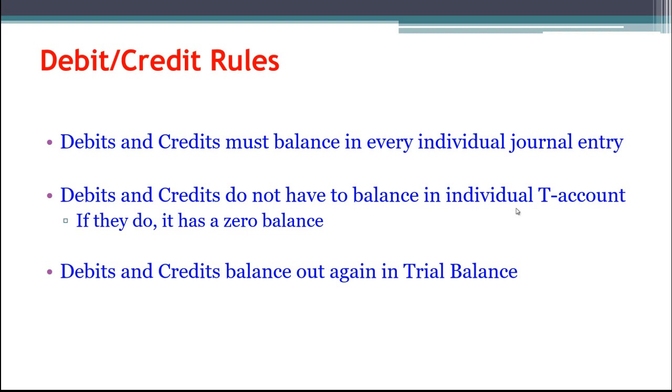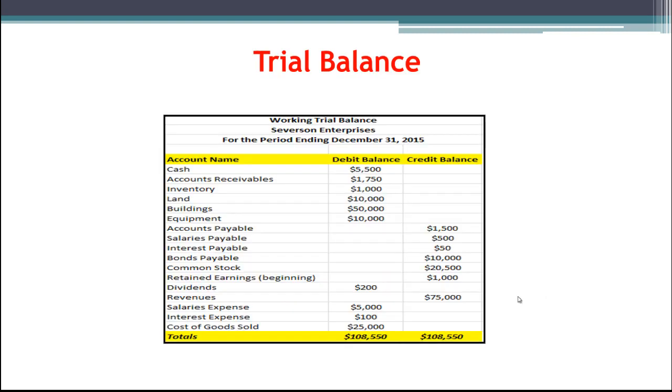Within one individual account, a T account or a general ledger, the debits and credits there do not have to balance. In fact, if they do balance within one account, that means you have a zero balance for that account. Debits and credits are the same, so when you subtract the two, you get zero. However, when you bring all of the accounts back together in the trial balance, they must again balance.